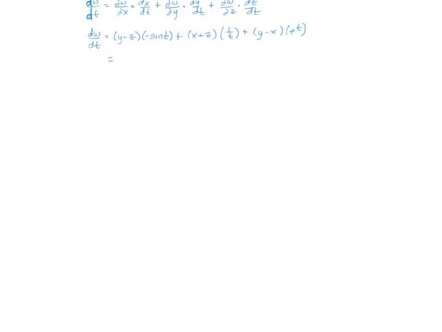y is natural log of t, so I get natural log of t minus z, which is e to the t, and that's going to be multiplied by negative sine of t, plus x, which is cosine of t, plus z, which is e to the t, and that's multiplied by 1 over t, plus y, which is natural log of t, minus x, which is cosine of t, and that's times e to the t.